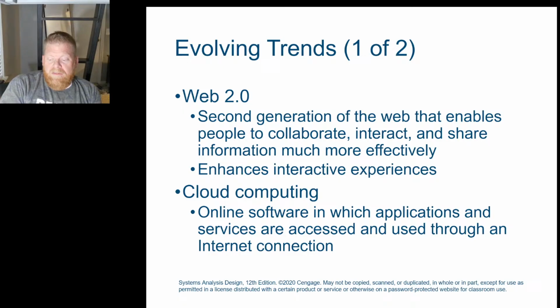So there are evolving trends. Like I said, there's cloud computing. There's Web 2.0, which now we've actually moved on from. This Web 2.0 is an older model. We are into what some call Web 3.0, the social media network or social media internet. But the second generation web enabled people to collaborate, interact, and share information.